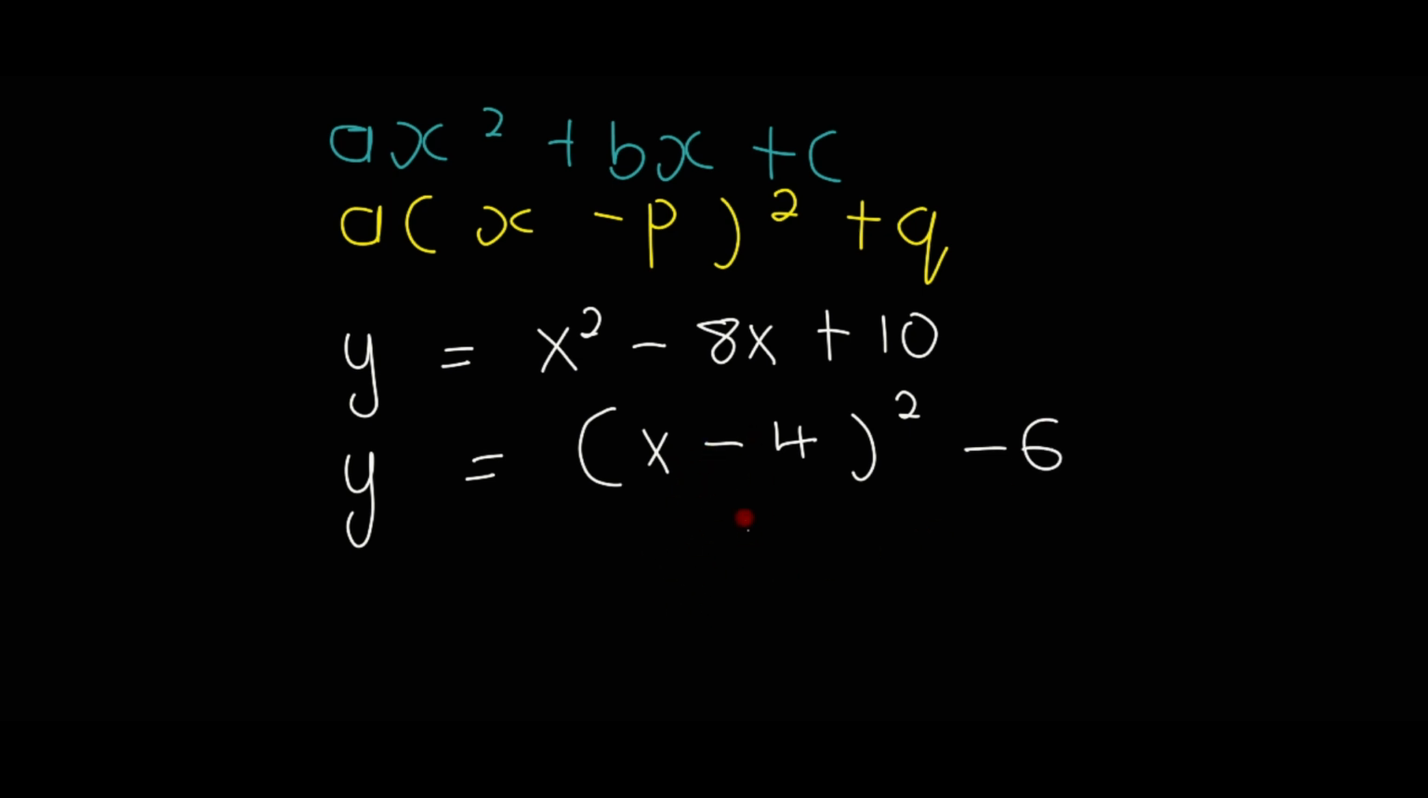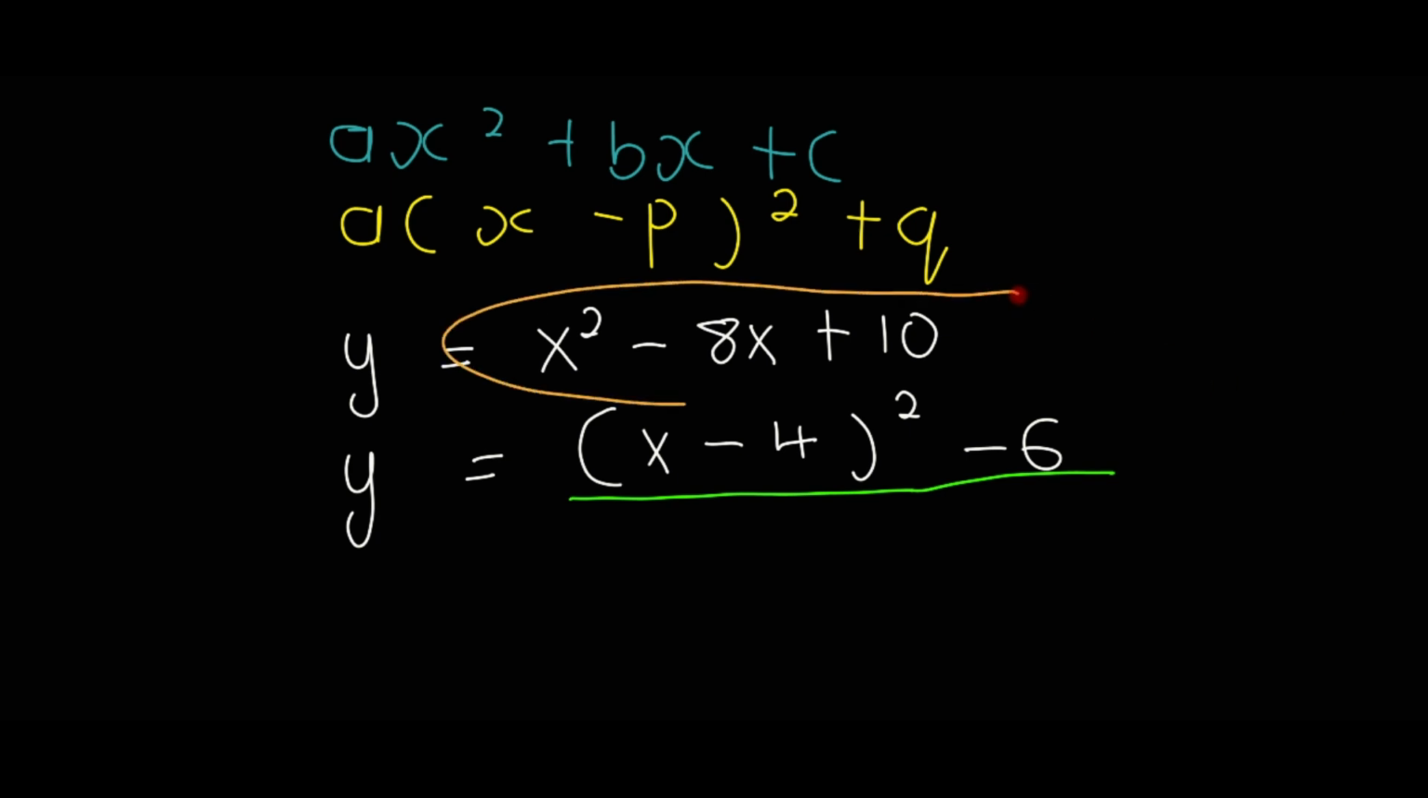So it's the same thing. If you expand (x minus 4) squared in the bracket and then add like terms, you'll realize we get x squared minus 8x plus 10. So it's the same thing. But now let's see how to complete the square.